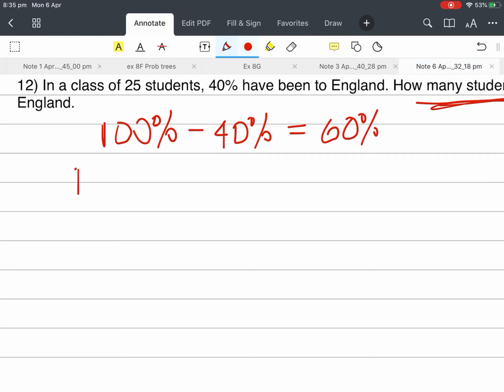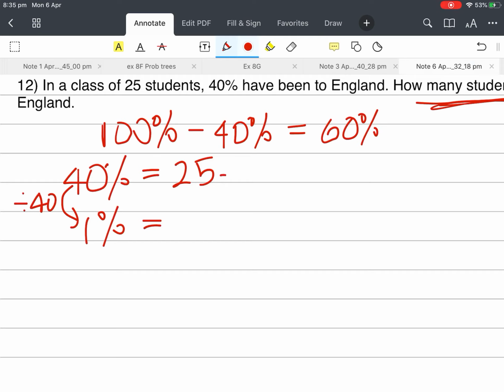So 40 percent equals 25 students. So let's work it down to 1% again. What do I do to 40 to get down to 1? I divide by 40. So I'm going to do that on my calculator, and I know it's about students. I'm going to do 25 divided by 40. We get an answer of 0.625. Let's hope that gets better, hey?